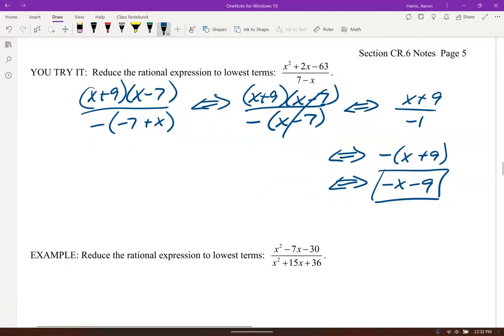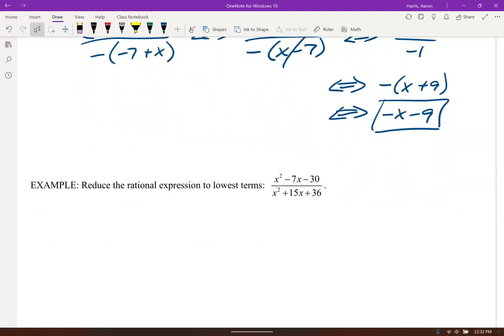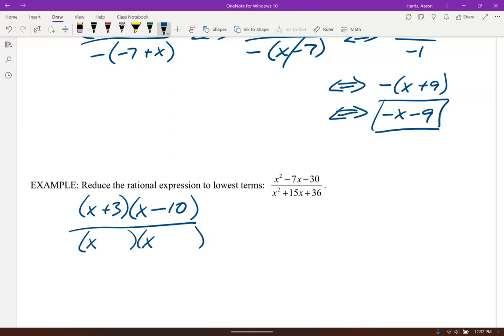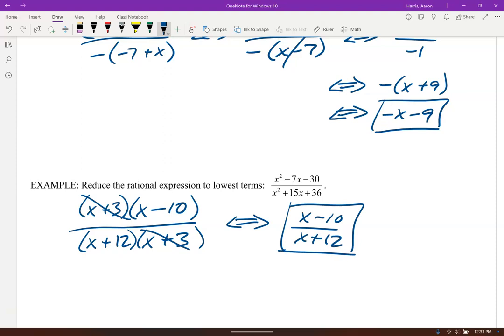Let's move on and reduce this next one where we've got a trinomial over another trinomial. This one will factor into the numerator. Let's see, that'd have to be plus 3, minus 10. That'll work out. The denominator here, let's see, that would be plus 12, plus 3. Notice the x plus 3's cancel. So you're left with x minus 10 over x plus 12 on that one.